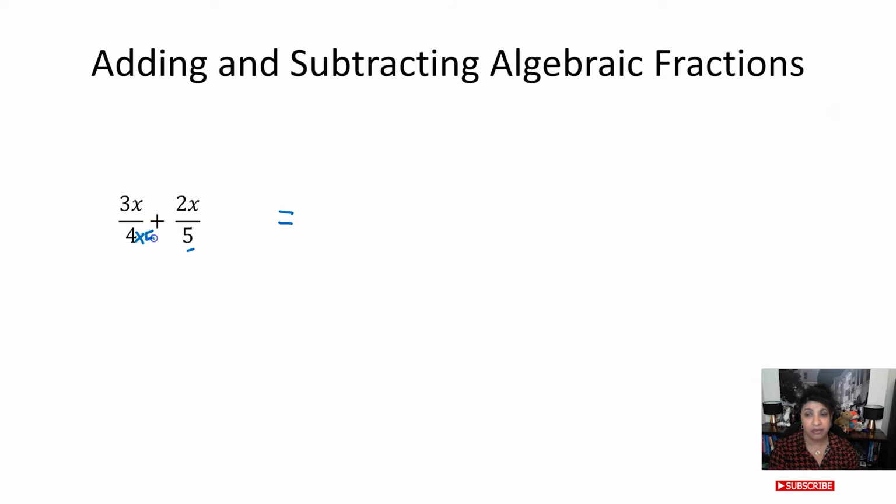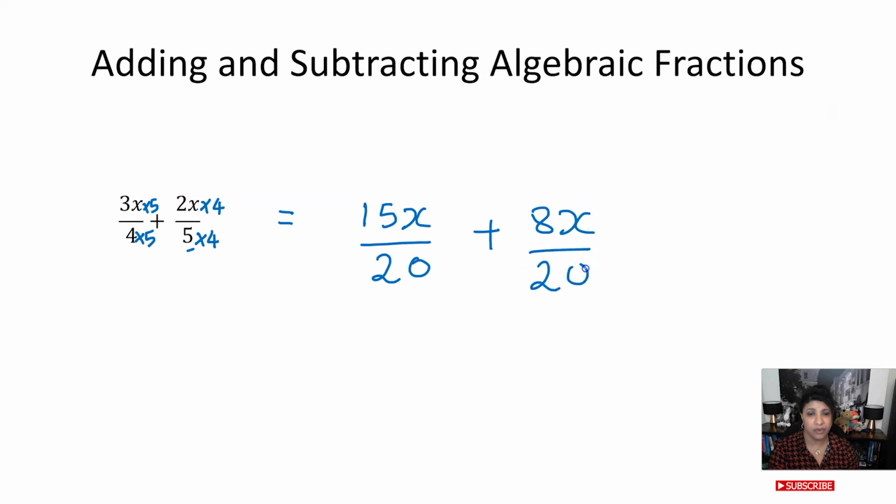So that means I need to multiply this by 5. Don't forget to balance it. So I need to do the same to the numerator. I need to multiply 5 by 4 to get a 20. So that's 5 times 4. Don't forget to balance. So that gives me times 4 there as well. So now what do I have? 3 times 5 is 15. So it's 15x over 20. I have my plus there. So plus 2 times 4 is 8. Then I have my x. So it's 8x over 20.